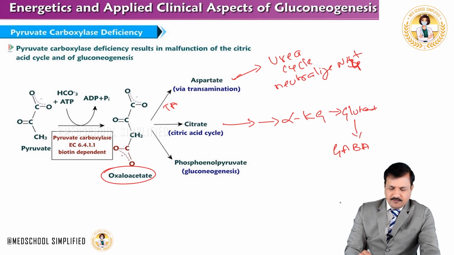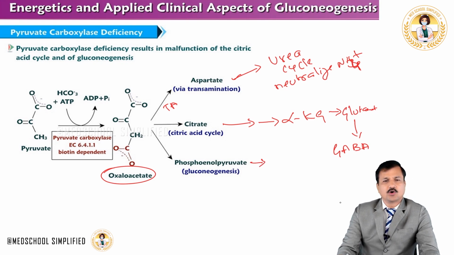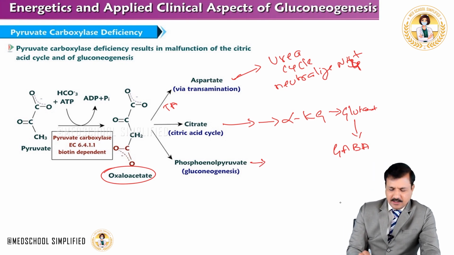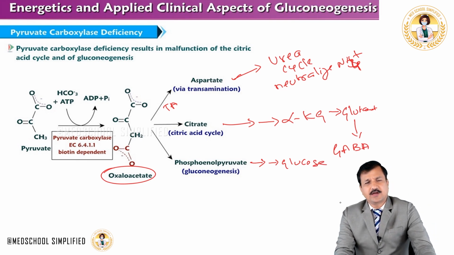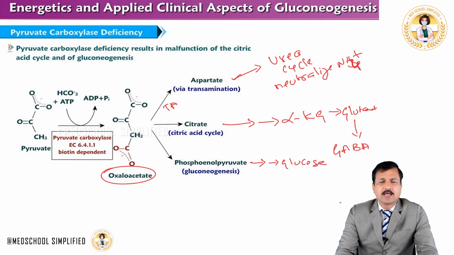Oxaloacetate is converted into phosphoenolpyruvate in the gluconeogenesis process to make glucose. Okay, so this is another fate of oxaloacetate. Like this, oxaloacetate that comes from the pyruvate carboxylase reaction goes in different directions to participate in a variety of metabolic pathways.